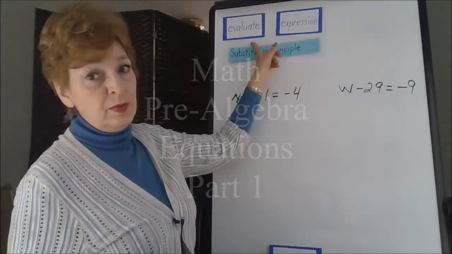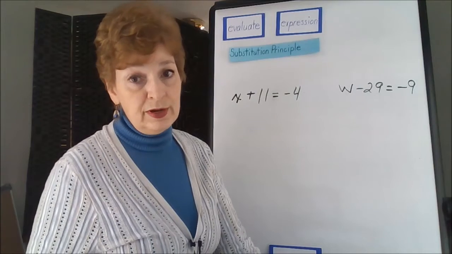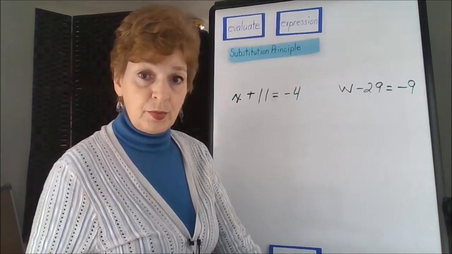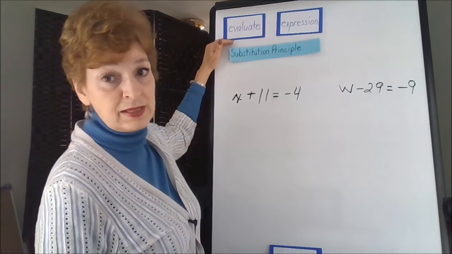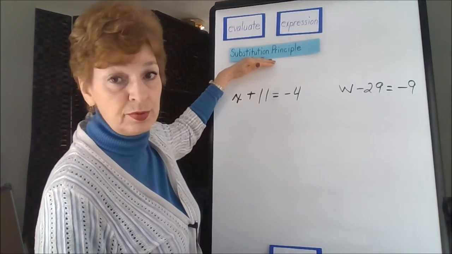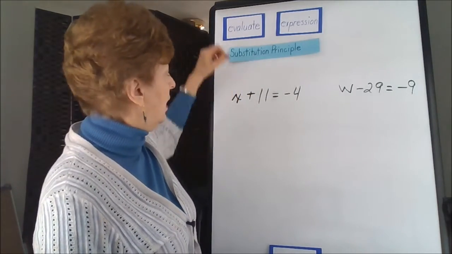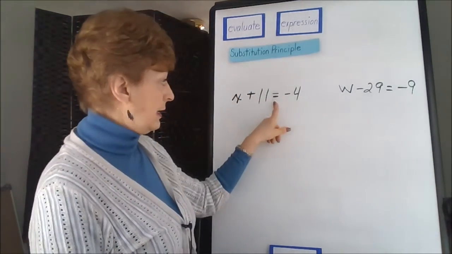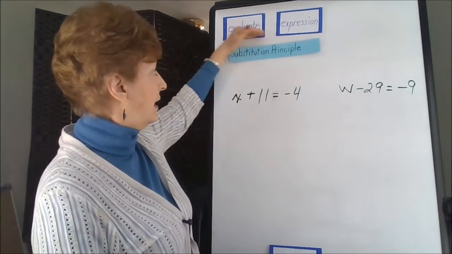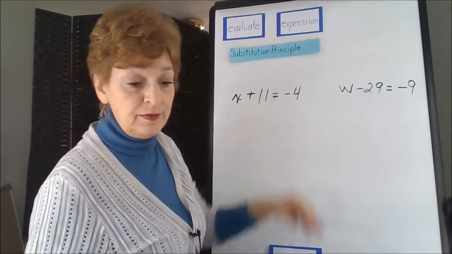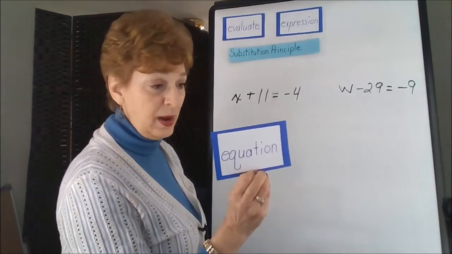When we were evaluating expressions, we were given values for our variables that we inserted into the problem. And then we simplified it the best way we could. We used the substitution principle to pull those values in and insert them into the problem. But as soon as we add an equal sign to an expression, we've changed it a little bit. We now call it an equation.